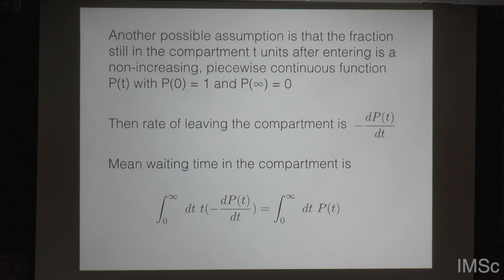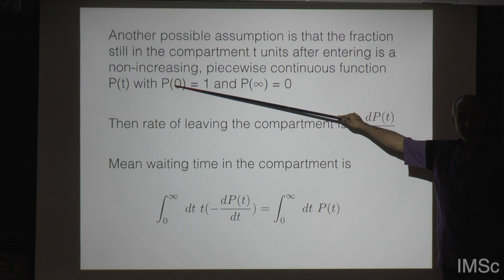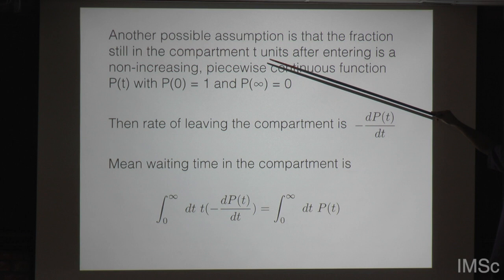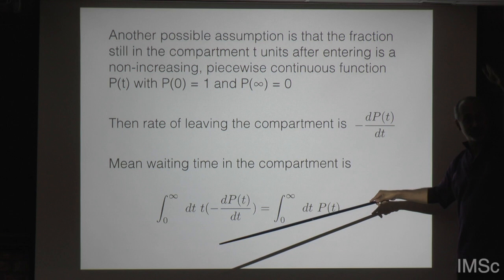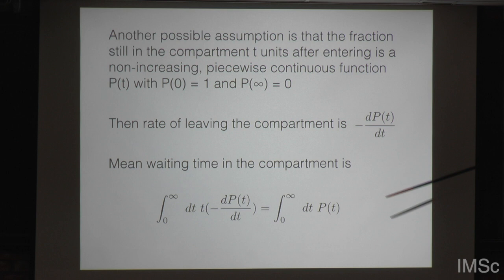You can do more complicated things. For example, all you can assume is that this is some function that must be 1 at time t equal to 0. I must be in the compartment at time t equal to 0. At time t equal to infinity, I must have left the compartment. I don't want to be permanently ill. So these two limits exist on that. But the function should be a function that doesn't increase. I should not go up. But it's a non-increasing piecewise continuous function. It's the time that I spent in the compartment here.